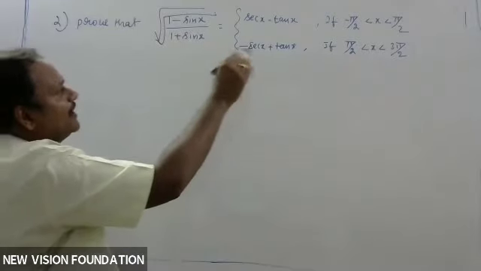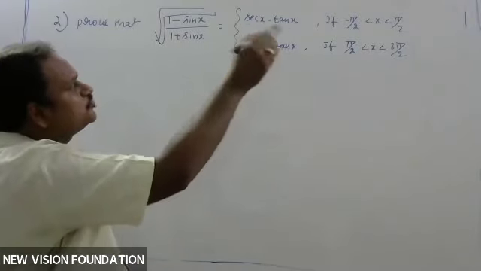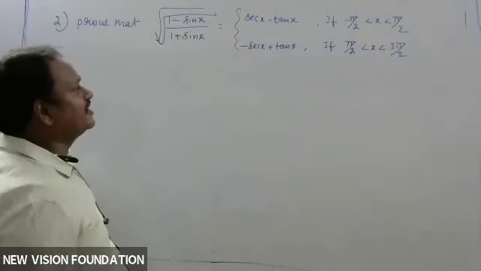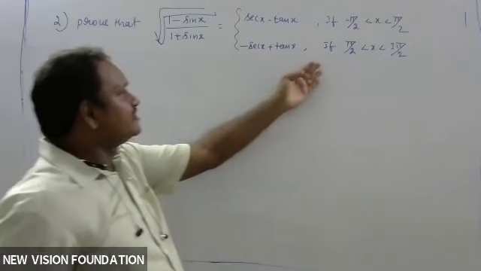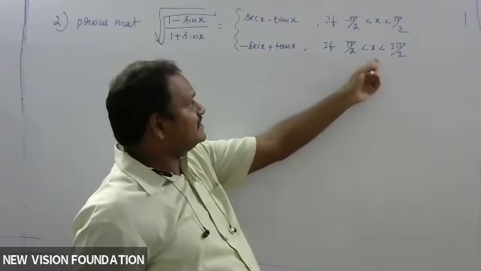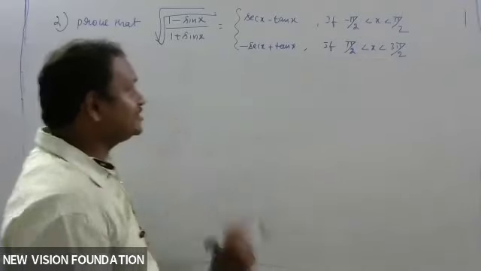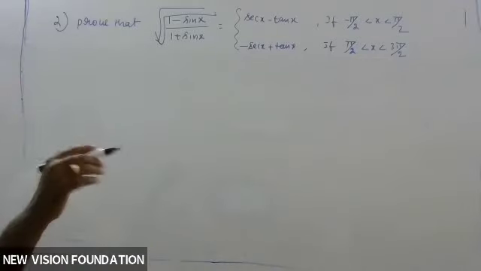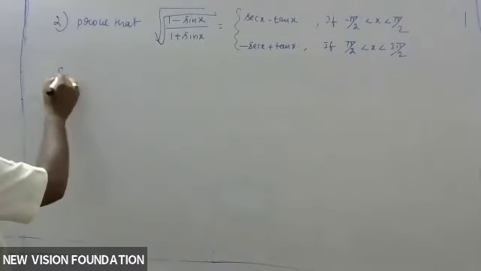if minus pi by 2 less than x less than pi by 2, that means minus 90 degrees to 90 degrees. That means it is in fourth quadrant. And minus secant x plus tan x, if it lies pi by 2 less than x less than 3 pi by 2, that means 90 degrees to 270 degrees, which means it lies in quadrant 2 and quadrant 3. How are we going to get this beautiful problem?